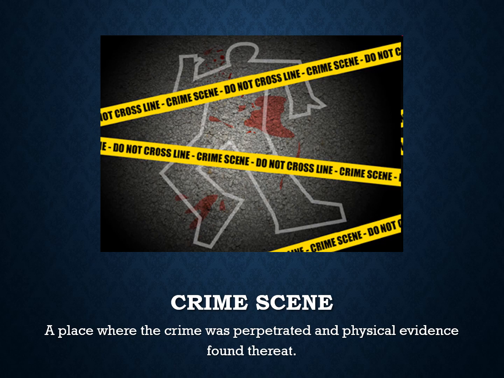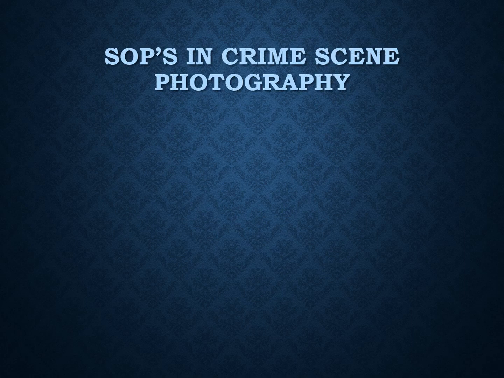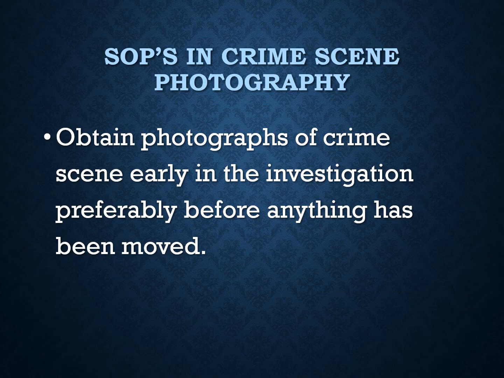Here are the standard operating procedures in crime scene photography. The photographer should follow these SOPs. First, obtain photographs of the crime scene early in the investigation, preferably before anything has been moved. Upon arrival at the crime scene, the photographer must already start photographing the condition of the crime scene, establishing the overall view, the general view, the entrance and exit of that particular building.